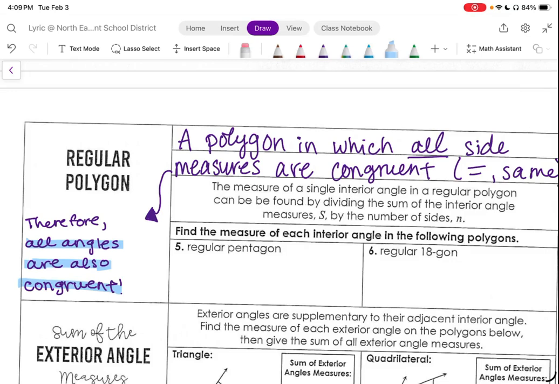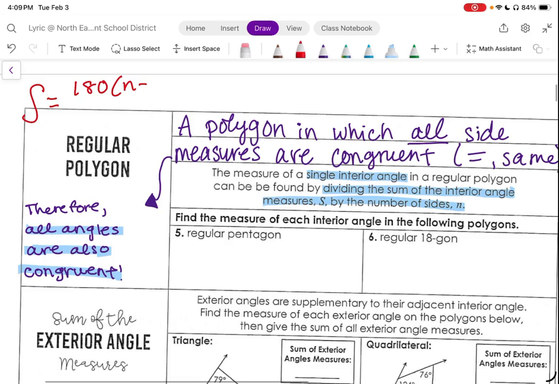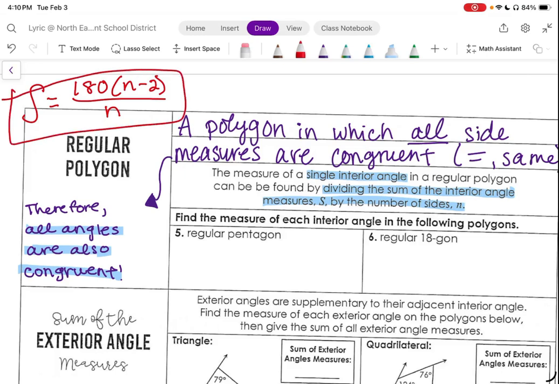It says here, the measure of a single interior angle in a regular polygon can be found by dividing the sum of the interior angle measures, S, by the number of sides, n. So we can find a single interior angle measurement by using this formula here. S equals 180 times n minus 2, all divided by n. This is our single interior angle of a regular polygon formula.